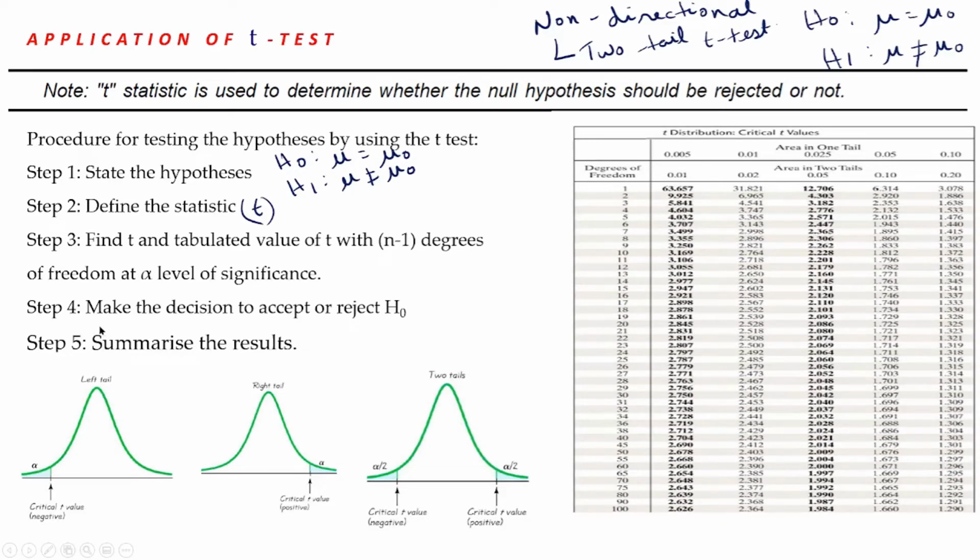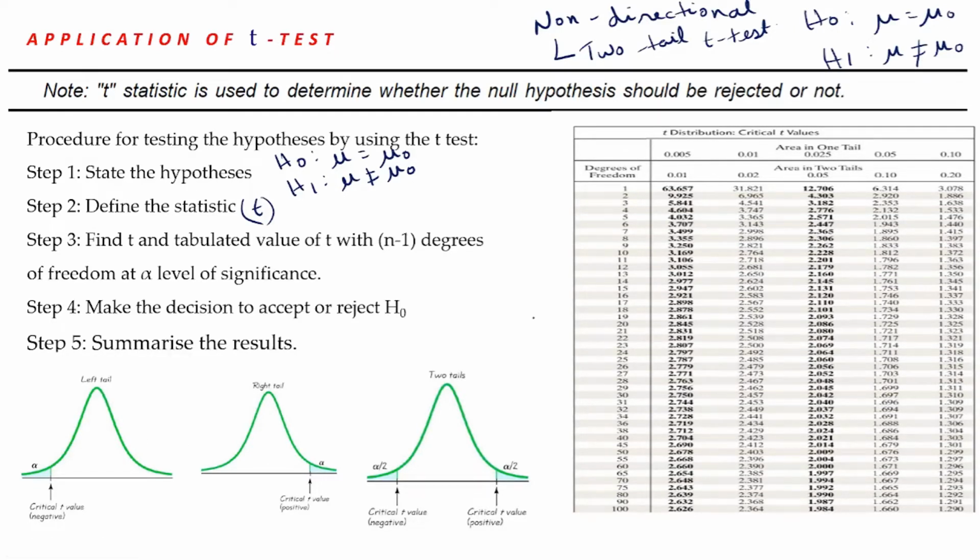Then the next step is we have to make the decision to accept or reject H naught. And the last step is we have to summarize the results. Now if we see the t distribution table and the critical t values, they have given area in one tail for various levels of significance and area in two tails for various levels of significance, and we have the degrees of freedom here.